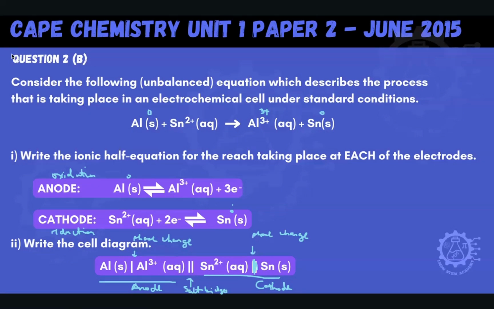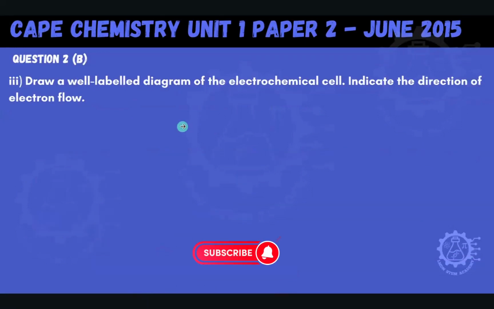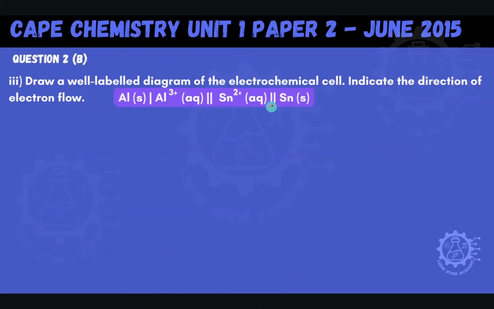All right, so moving right along, what we're gonna do now is we're being asked to draw a well-labeled diagram of the electrochemical cell, and we need to indicate the direction of electron flow, okay? So I'm gonna bring up my cell diagram again that we just drew, and I'm gonna make sure I correct this one to show you that in the cell diagram, it's only a single vertical line that should be here, and that one is the one that represents a phase change, right? We just discussed this on the previous question that this should be just a single line here.